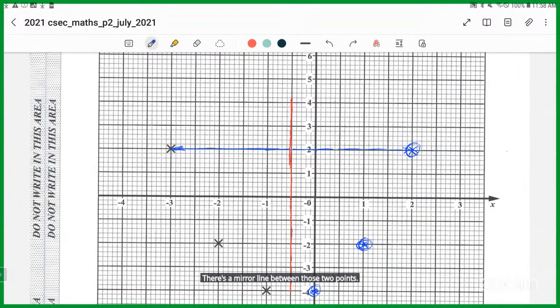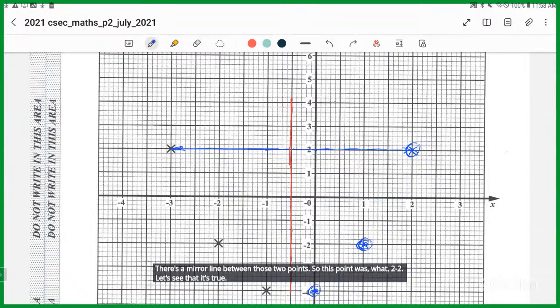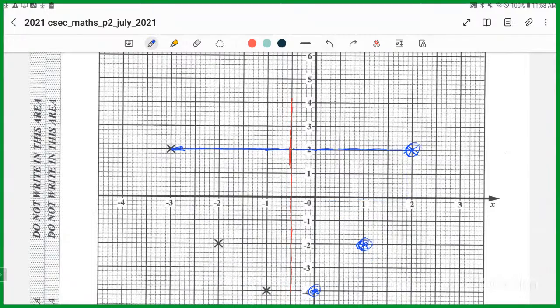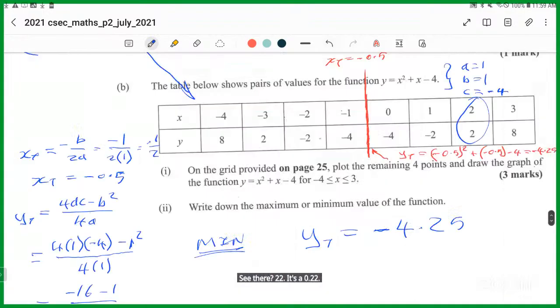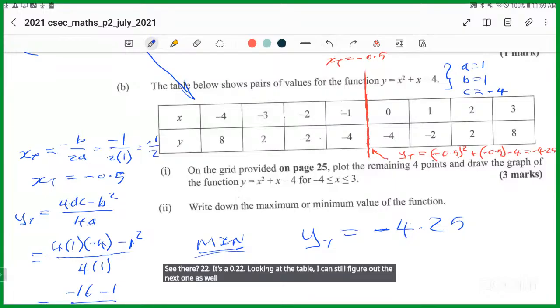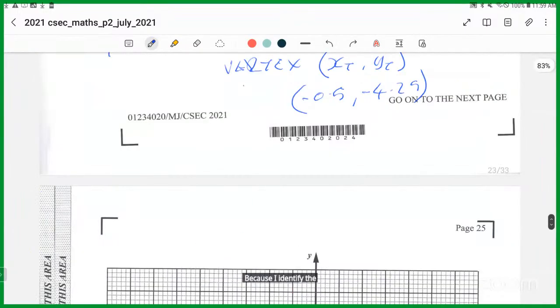So this point was what? 2, 2. Let's see if that is true. See there? There's a point 2, 2. And without looking at the table, I can still figure out the next one as well. Look, because I identify the axis of symmetry, the red line.